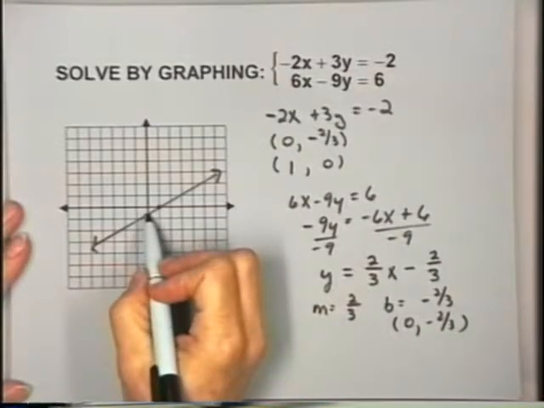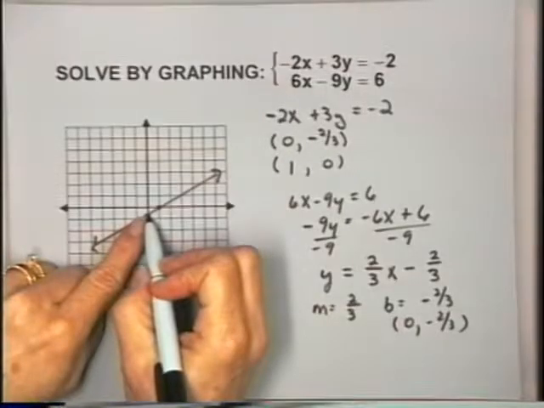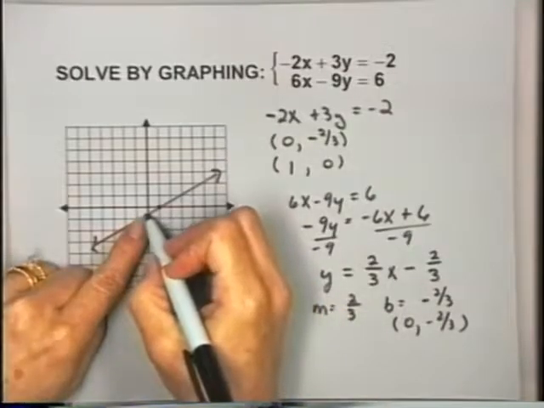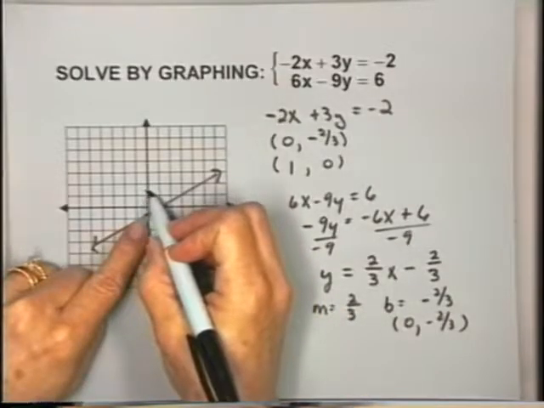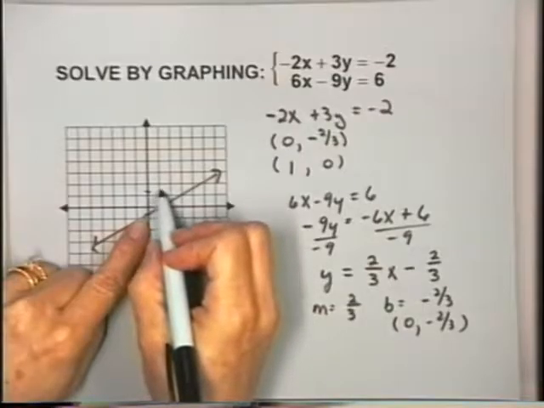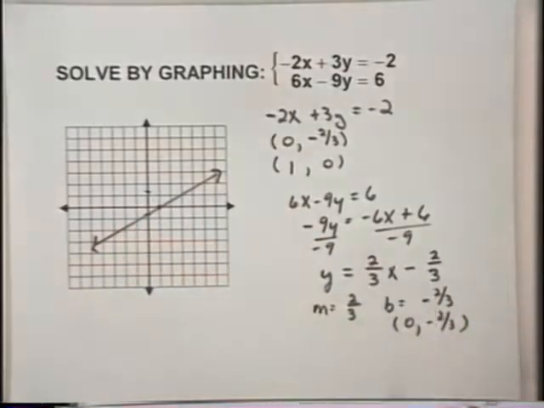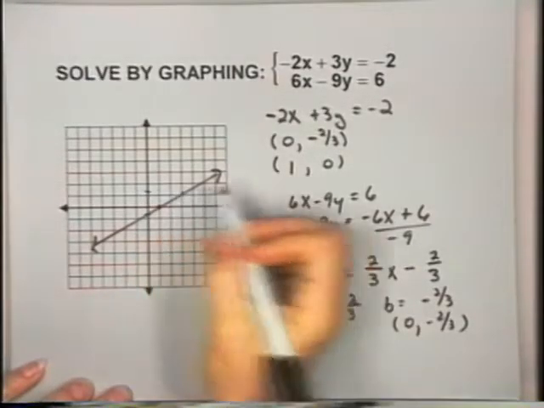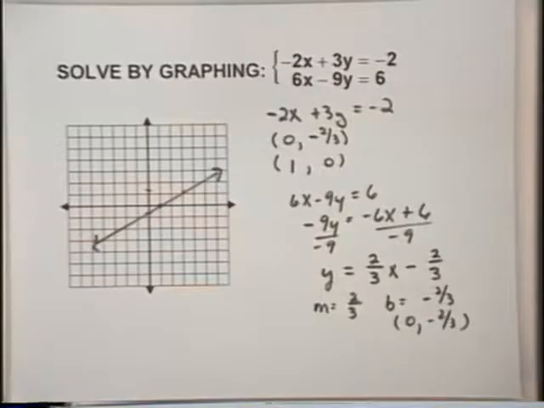Well, notice my y-intercept is this same point that I have listed here. My slope says to go up 2 and to the right 3. So up 2 would put me just about right in there. Go to the right 3, 1, 2, 3, and guess what? I'm on the same line. If I go up 2 and to the right 3, I'm on that very same line.